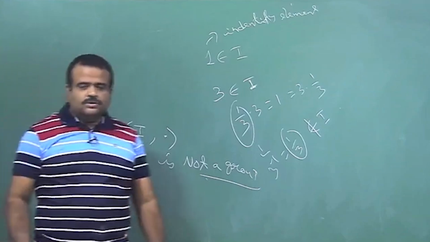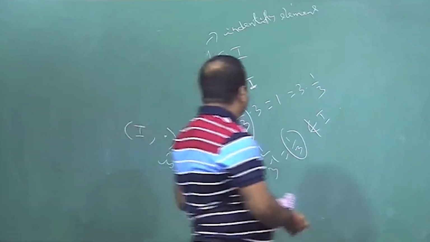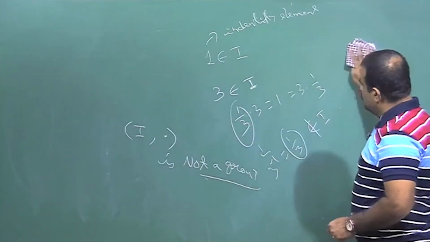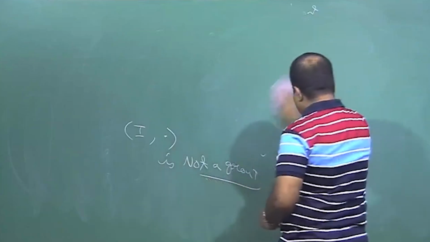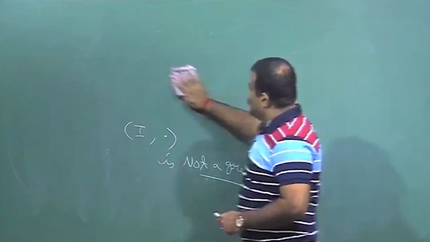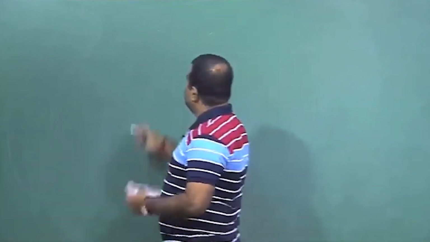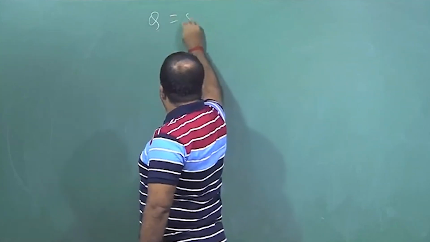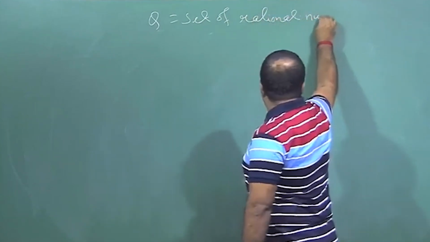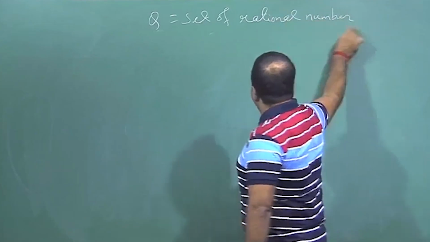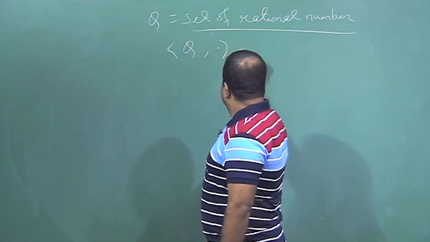Okay. So, now the question is, is there any group under this dot? Yes. If you take the set of rational numbers Q, then this will form a group with multiplication.